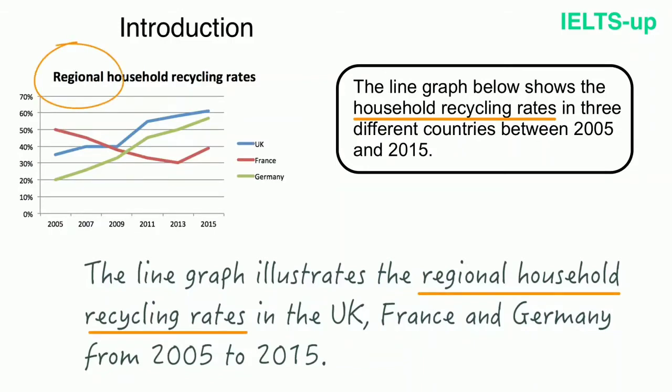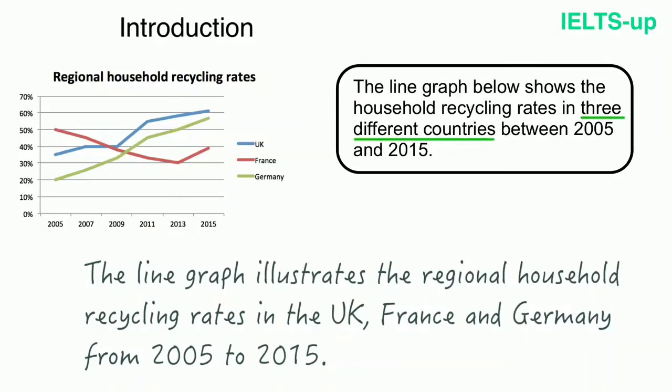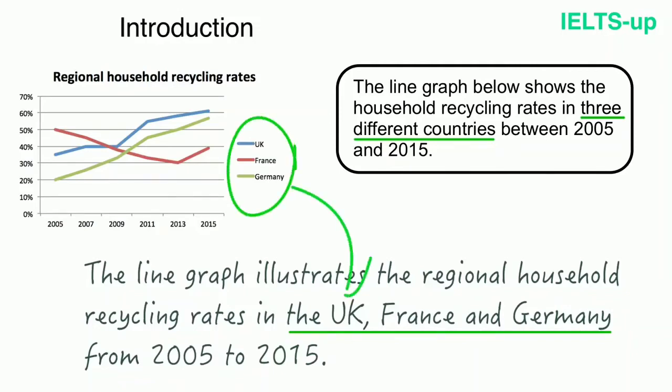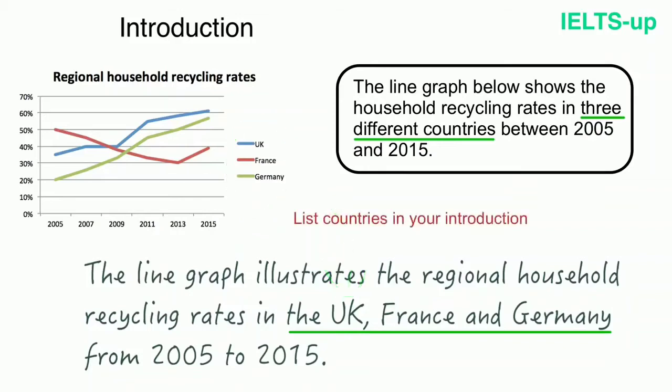So you see, I look at my graph and I look at my topic at the same time. And I include all the key information from my graph and from my topic into my introduction. After that, I list the countries. Instead of simply saying 3 countries, I give the specific names. I say the UK, France, and Germany. And it's a very good technique to give the names, as you should be very specific when introducing the graph. So, always try to list countries in your introduction.